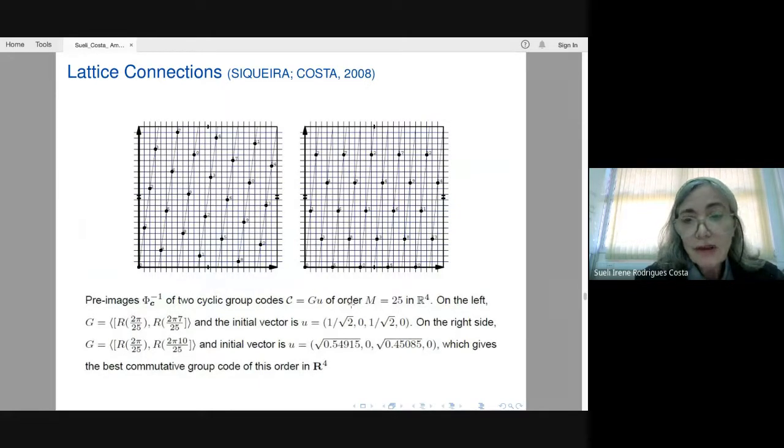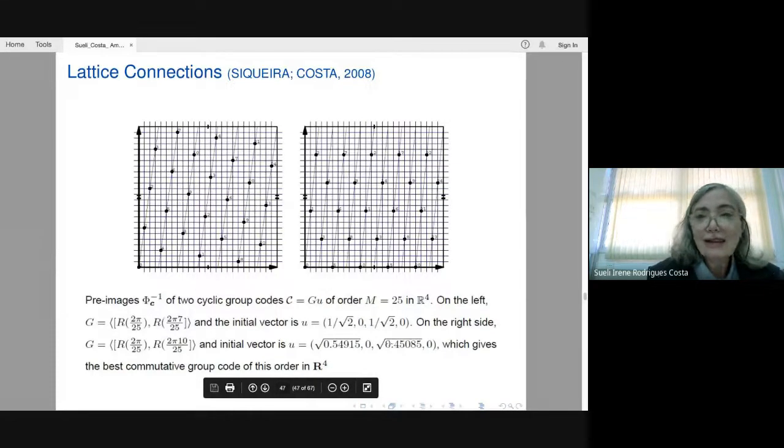Okay, and then here there are some examples. We have 25 points in R4, right? And in these two examples, both have 25 points. We have to choose the initial vector and some matrix, and the matrix will be defined by the division of the lattice provided here, right? And this one will be better than that one in terms of distance in R4, because this is related to the density of the lattice here and the density of the lattice there, right? So just to have an idea.